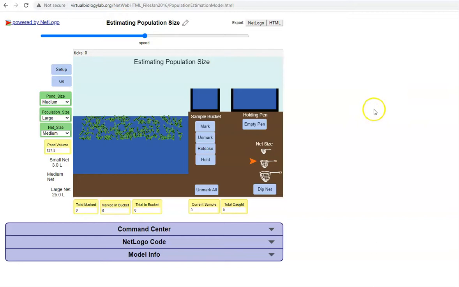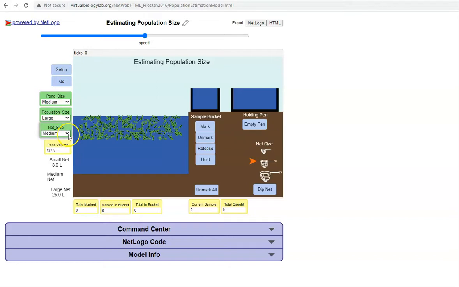So when you come in here, I want everyone in the class to set their settings the same for the pond size. I want you to make that medium and the population size make that large. Click on setup to choose those.